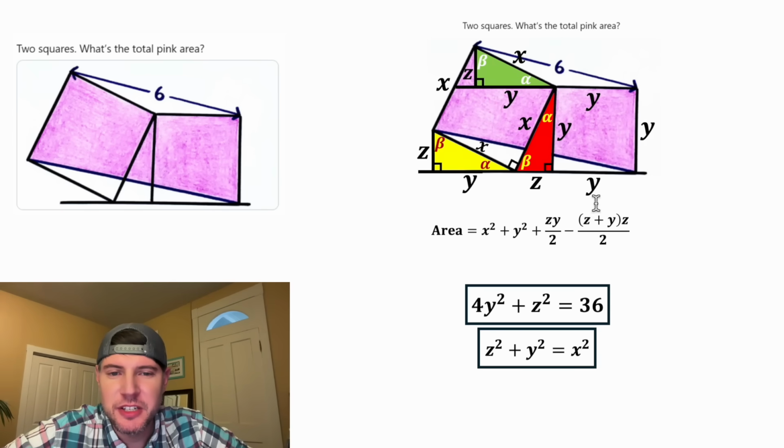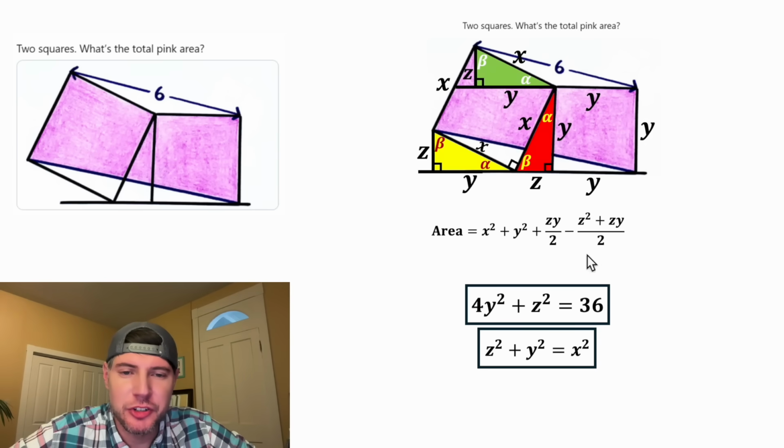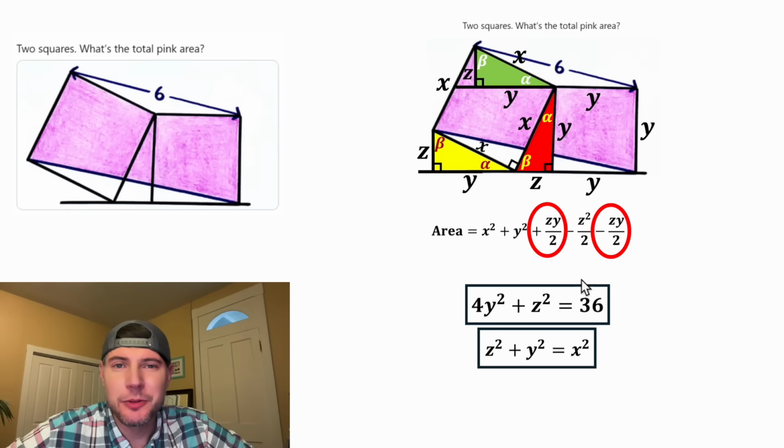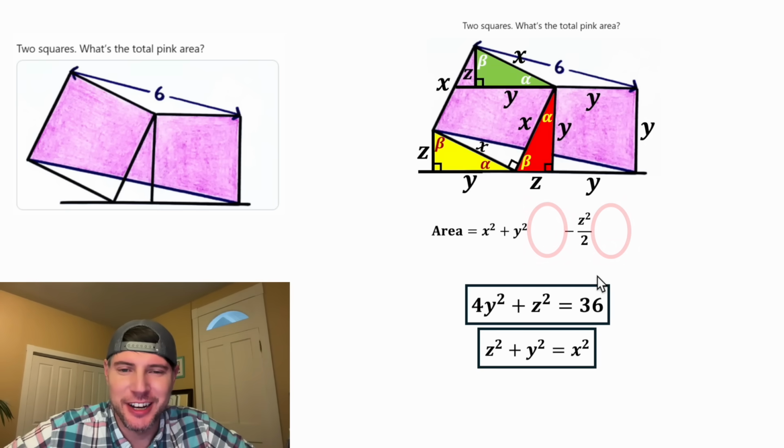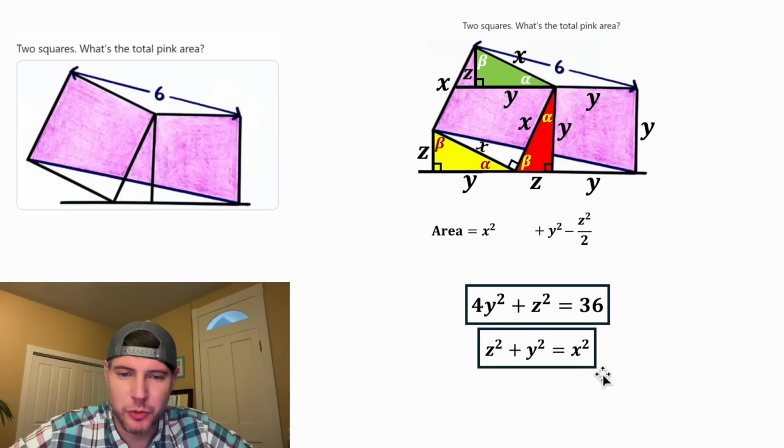This z can distribute to the z and to the y, leaving us with z squared plus zy. And then we can split this up into two separate fractions, each with 2 in the denominator. These will be equal to 0, so they can cancel each other out. In the place of this x squared, we can use this box to do a substitution. x squared is equal to z squared plus y squared.